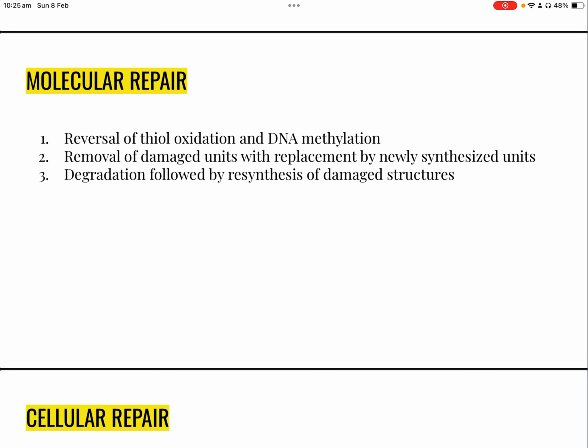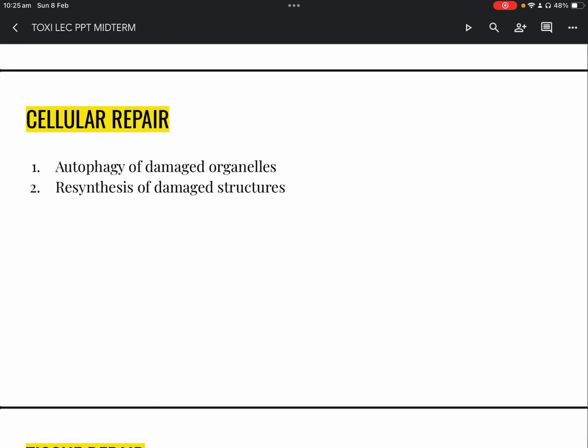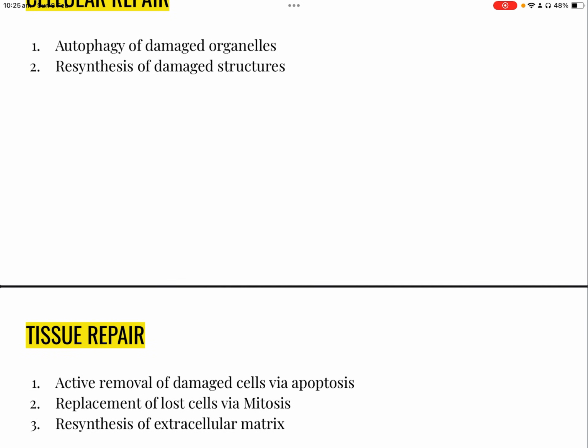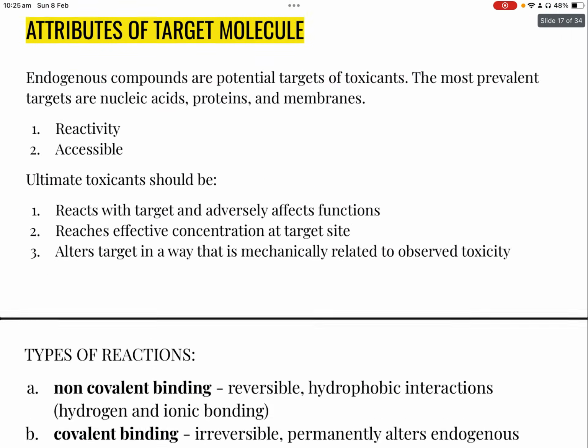Molecular repair is the reversal of thiol oxidation and DNA methylation, removal of damaged units with replacement by newly synthesized units, degradation followed by resynthesis of damaged structures. Again, cellular repair is a self-eating process to recycle damaged organelles, survive stress and maintain homeostasis. Resynthesis of damaged structures.